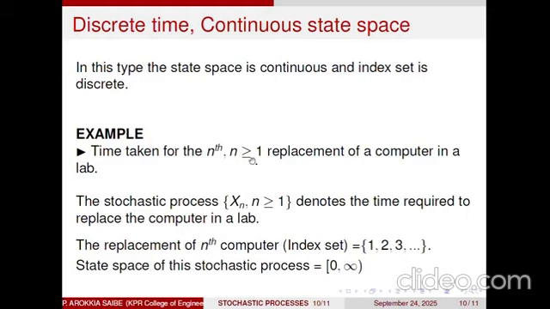So far we have learned four types that change with respect to time and state space. So here are the four types. I hope you all understood those four types with the given examples.